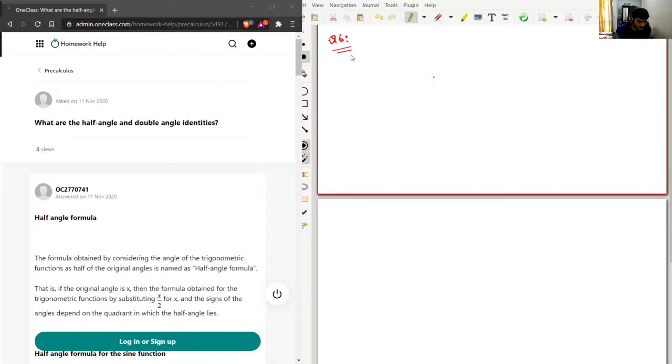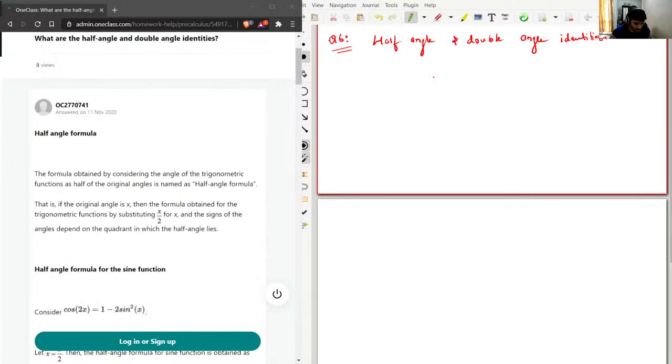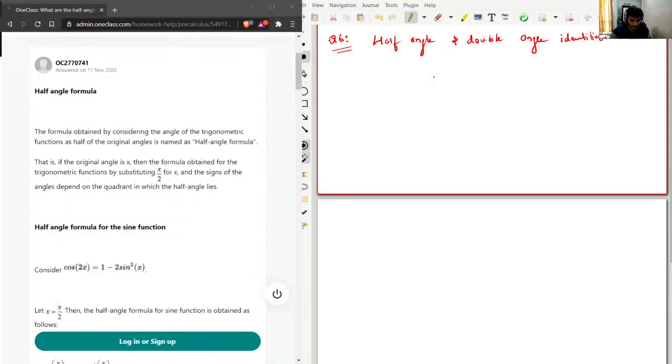So in this question, it is asking what are half angle and double angle identities? Okay, I'll just read the definition first. I'll just write it. Half angle and double angle identities. Now the formula obtained by considering the half of the trigonometric functions as half of the original angles is named as half angle formula. Okay.